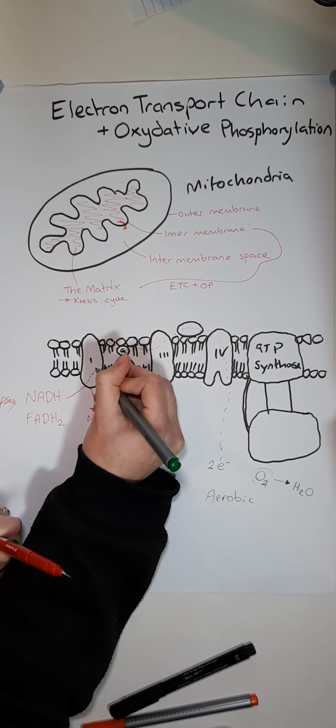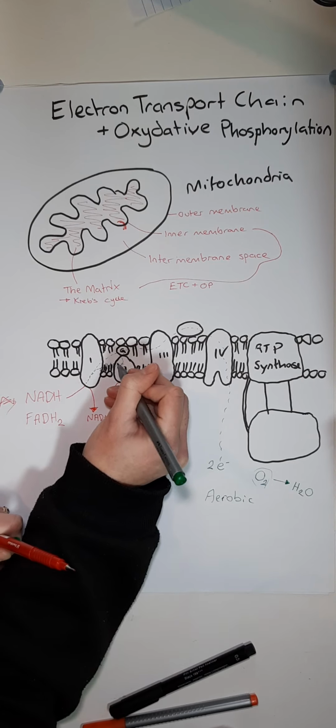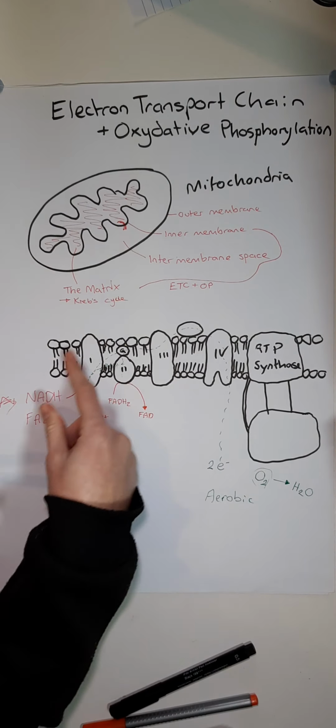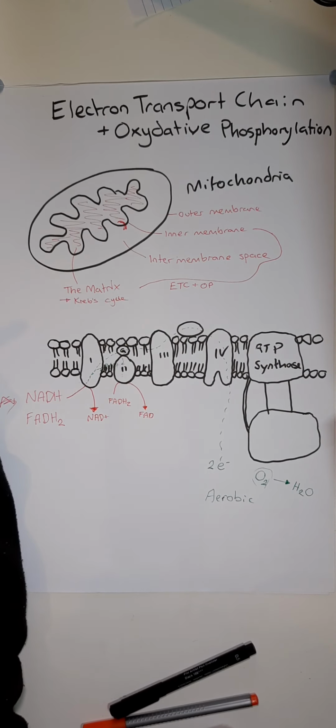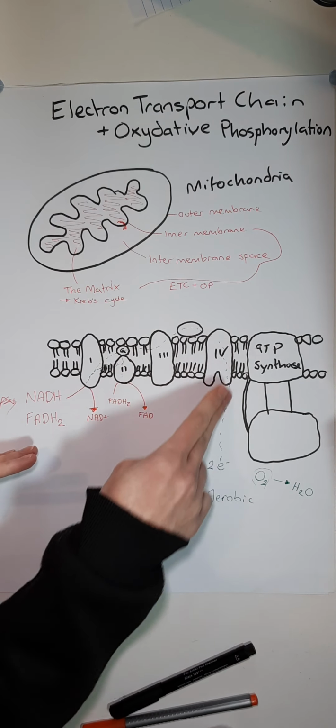Actually, I think I made a mistake before. I think number 1 goes straight to Q and then number 2 goes up to Q. So let's get rid of that one. Okay, anyway, they go on this journey and they contribute to these electrons that have come out. So that's the electron transport chain.